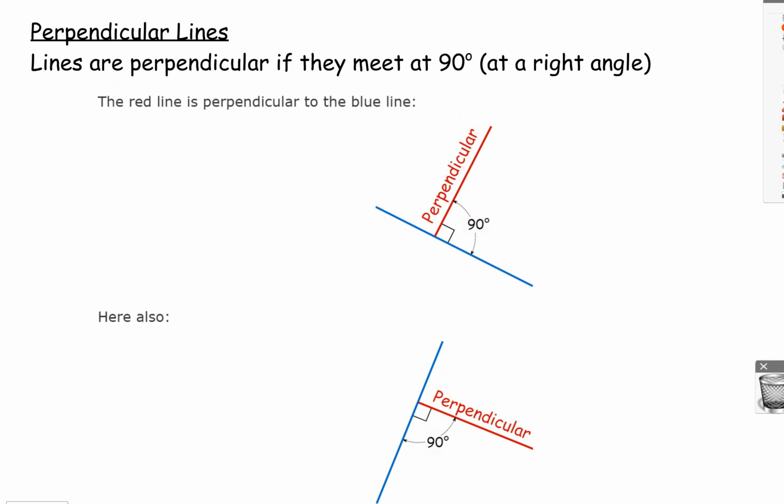Other lines that are important that you know are called perpendicular lines. Lines are perpendicular if they meet at 90 degrees, if they meet at a right angle. So here the red line is perpendicular to the blue line because they meet at 90 degrees. And please remember, to show 90 degrees, we tend to draw a square in the corner like that. That square means that it's 90 degrees. So in this example, this red line is perpendicular to the blue line because it meets at 90 degrees.